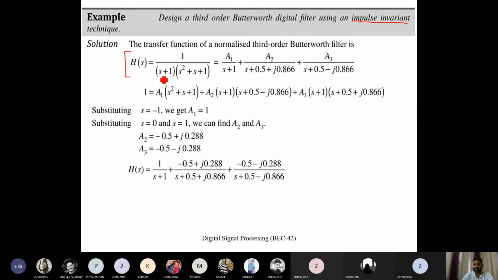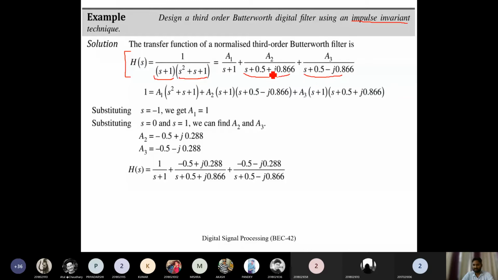So we will be making the fraction of these two terms, the denominator terms that are having different poles. So s plus 1 is a single pole, and s square plus s plus 1 has a maximum power of s to the power 2, so it is having two poles. So we will be breaking it into a1 divided by s plus 1 plus a2 divided by s plus, after factorization, this one solution, and this will be the another solution.